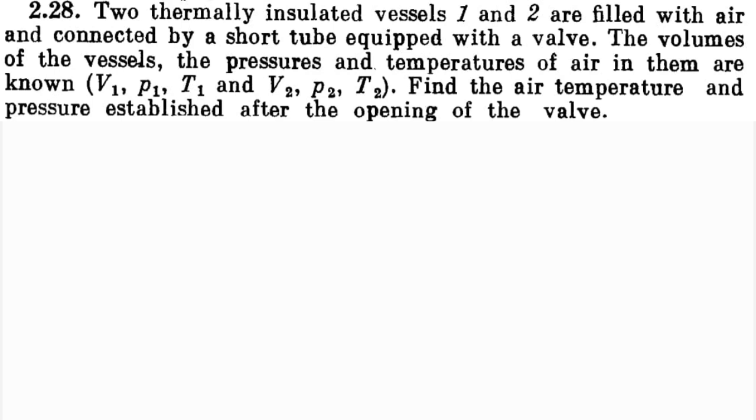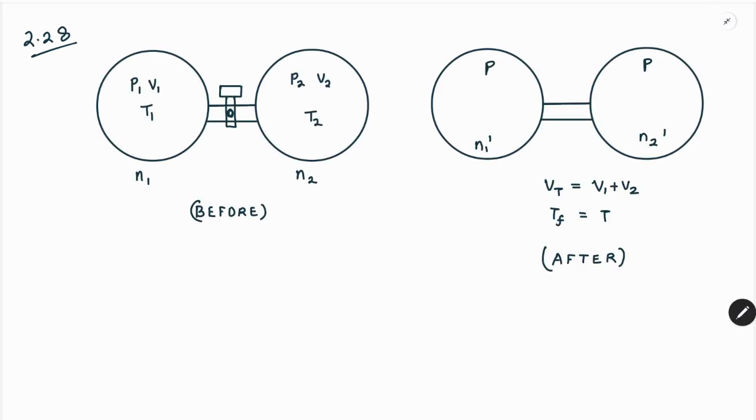So let us begin this problem by first of all drawing a diagrammatic situation of the problem. So this is how we can consider the problem. There are two vessels having P1 V1 T1 and P2 V2 T2 connected by a valve, and this is a narrow tube. So this is the before situation.